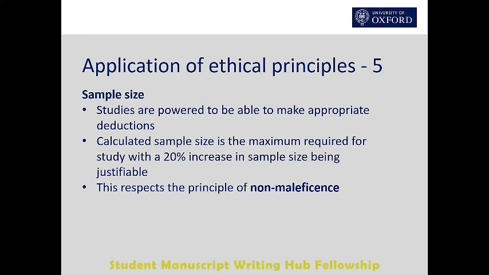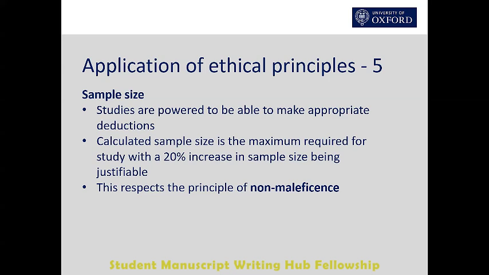So why would you recruit one extra participant when you can generate data with 100? If my sample size says 100, I would tell the story. Why should I recruit 101 when I am exposing one person to harm unnecessarily, when that data would not add value to my study? So your sample size is your maximum, and your maximum sample size can only be increased by 20%. That's what is justifiable.